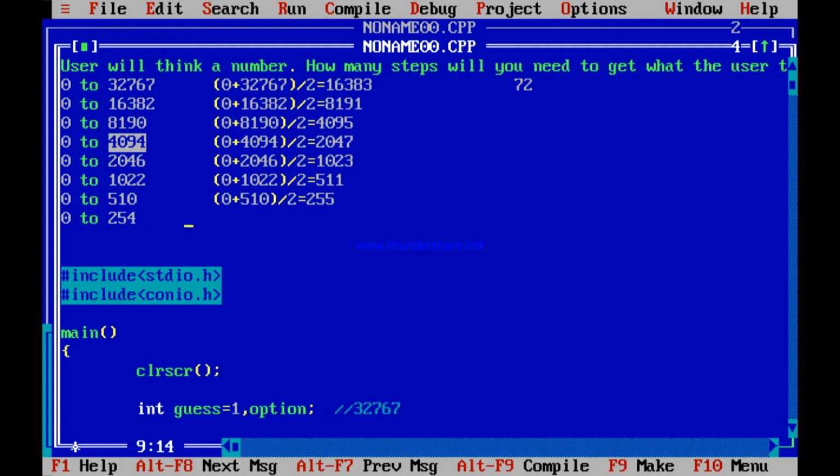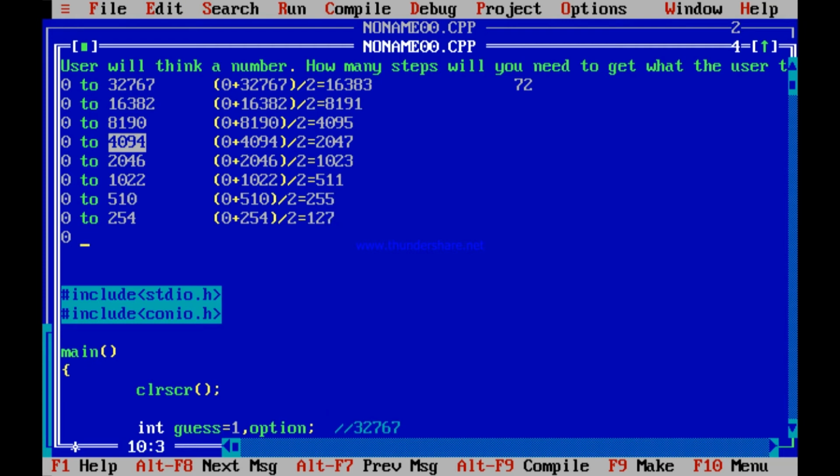So you again take midway of that. What is midway of that? 0 plus 254 by 2 is definitely 127. So for 0 to 254, you ask the user 127, greater than that, lesser than that. User will say lesser than that. Then definitely your range is 0 to 126.